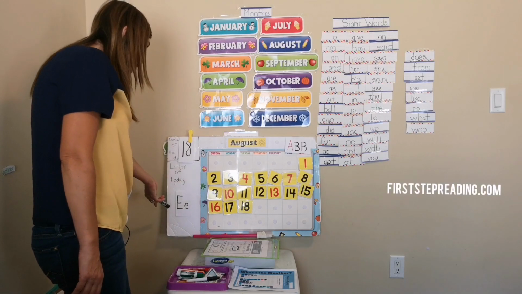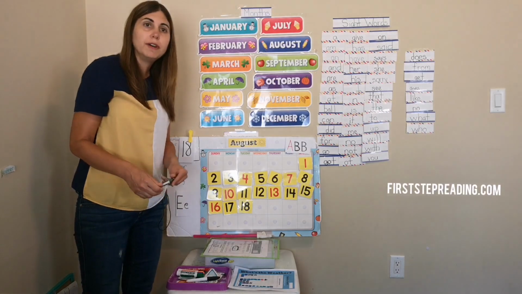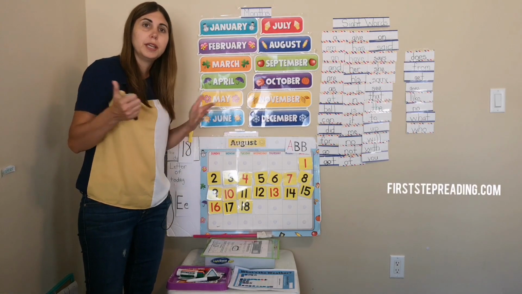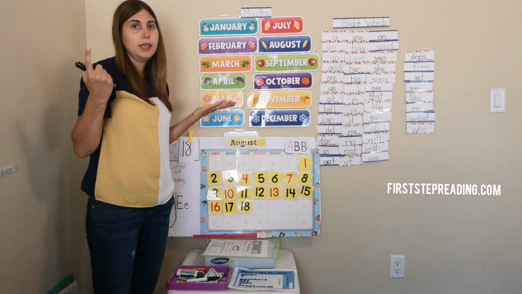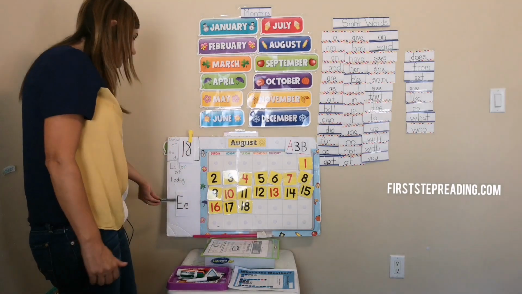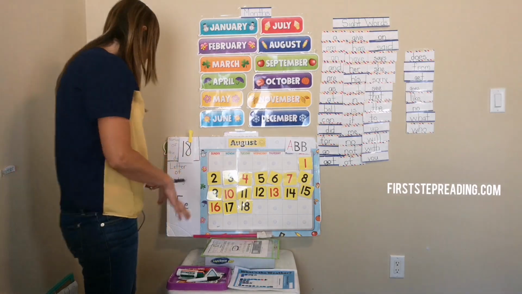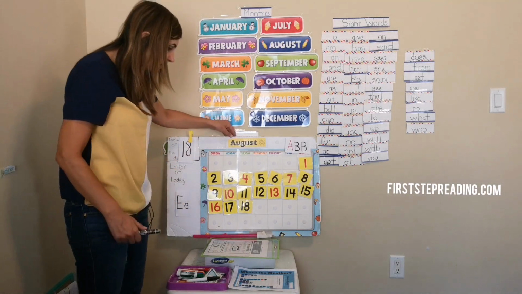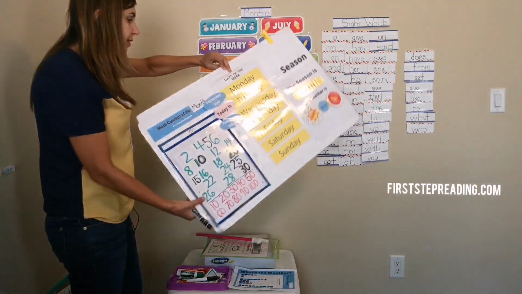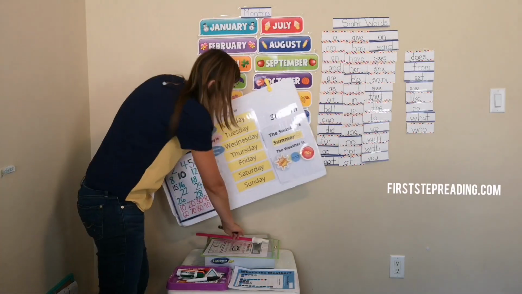Our letter of today is E. The long vowel E says E, like in words like B and C. And the short vowel E says eh, like egg. Okay?